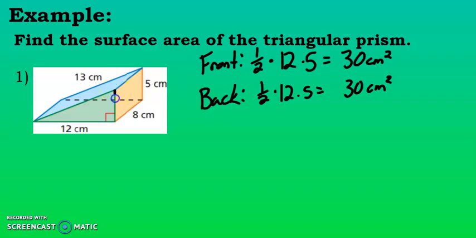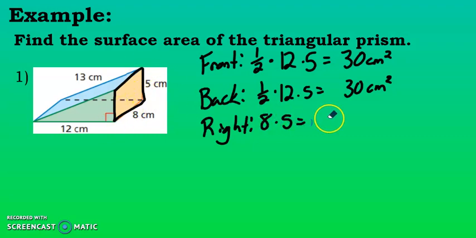All right, so let's go with this side right here. I'm going to call this the right side just because it's on the right side of the figure. I notice that it's a rectangle, so I'm going to take the length times the width. Well, the length is 8, width is 5. 8 times 5 is 40 centimeters squared. All right.